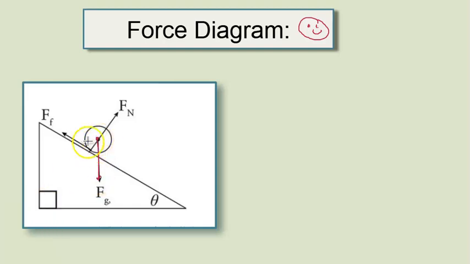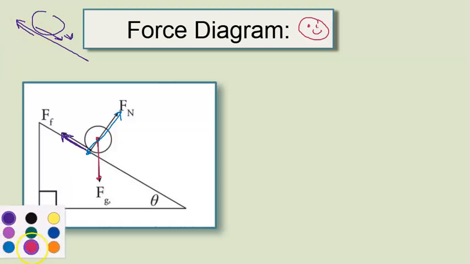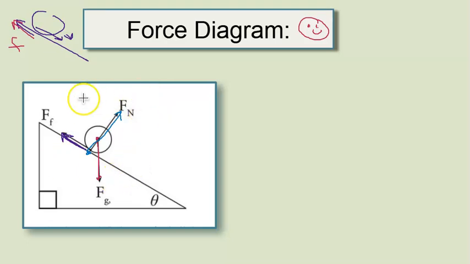You have the normal force because it's touching a surface, so make sure you draw that coming from the surface. And even though there's no energy loss, there is static friction going up the ramp. Because what would it do without friction? Without friction, it would slide this way relative to the surface, and therefore friction is opposing that and going up the ramp. Okay, this is always going to be the same force diagram.